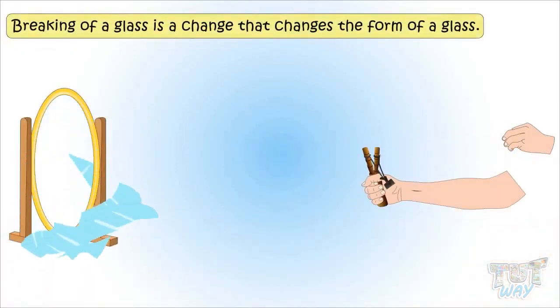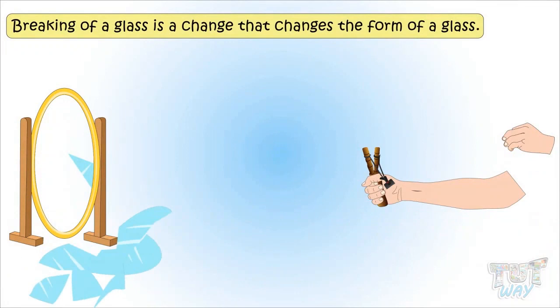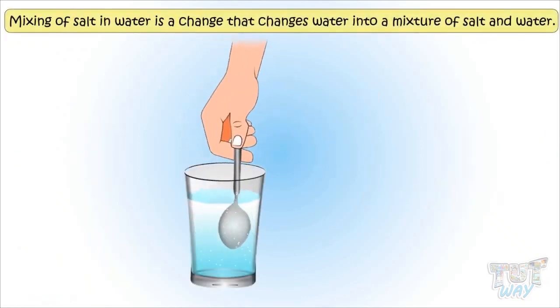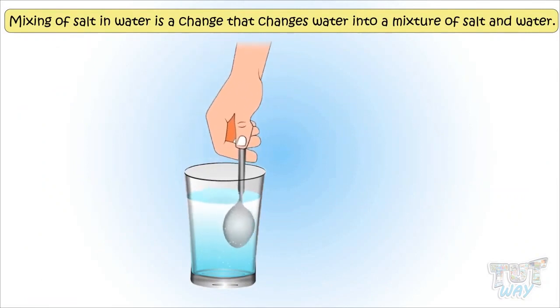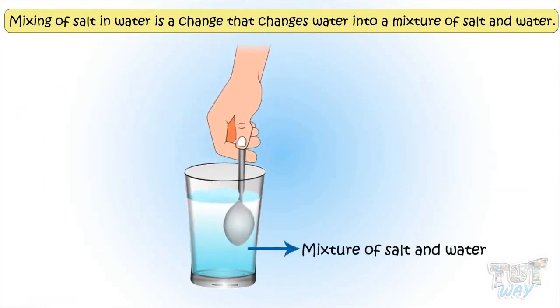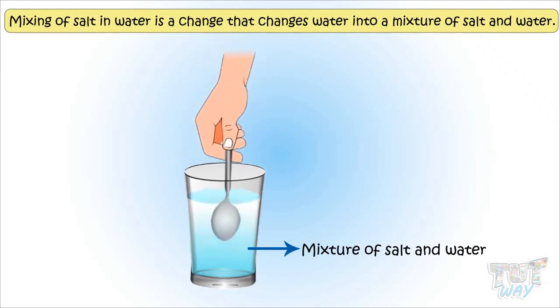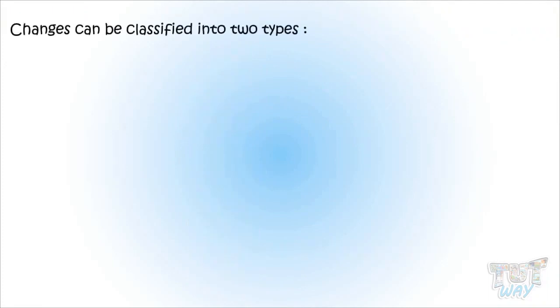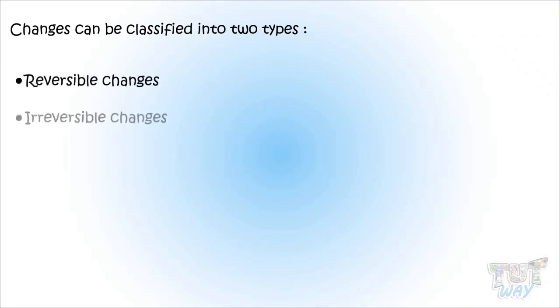Breaking of glass is a change that changed the form of a glass. Mixing of salt in water is a change that changed water into a mixture of salt and water. So, all these are changes. Changes can be classified into two types: reversible changes, irreversible changes. Now let's learn about them in detail.